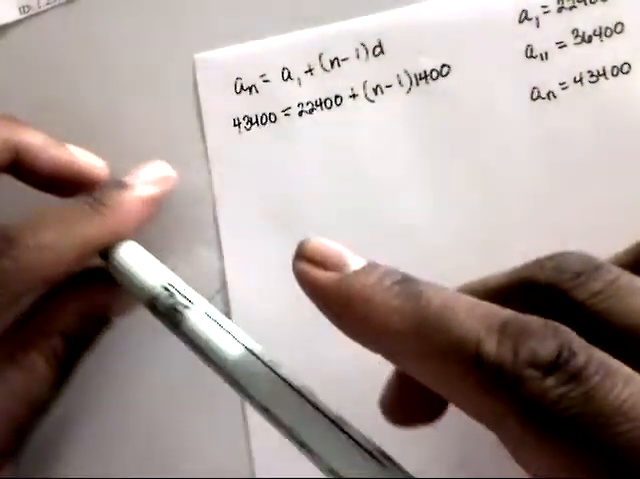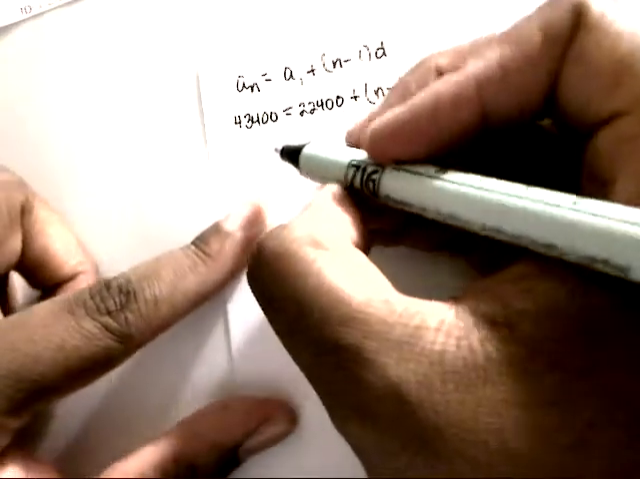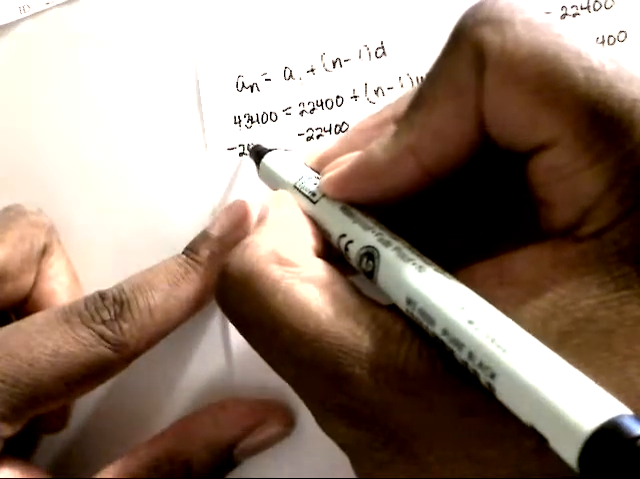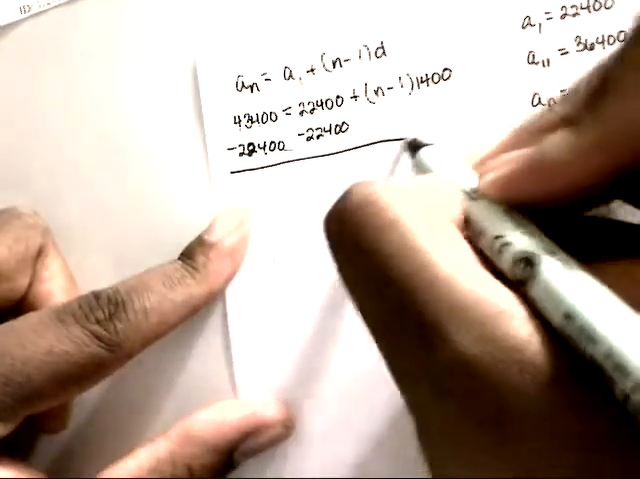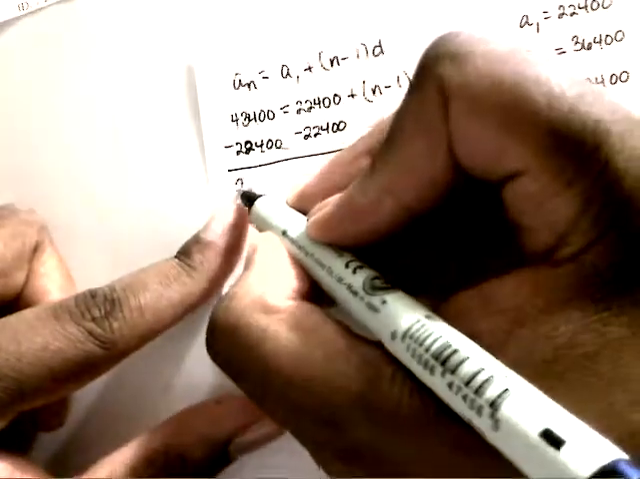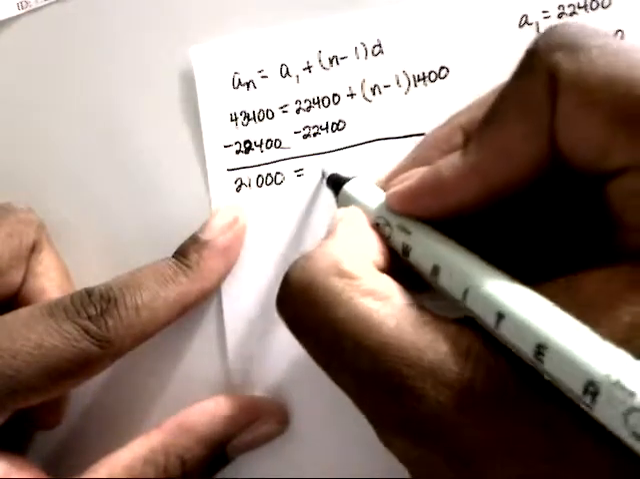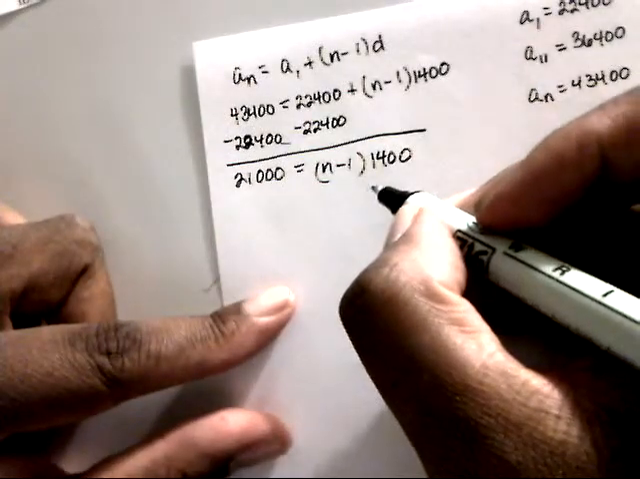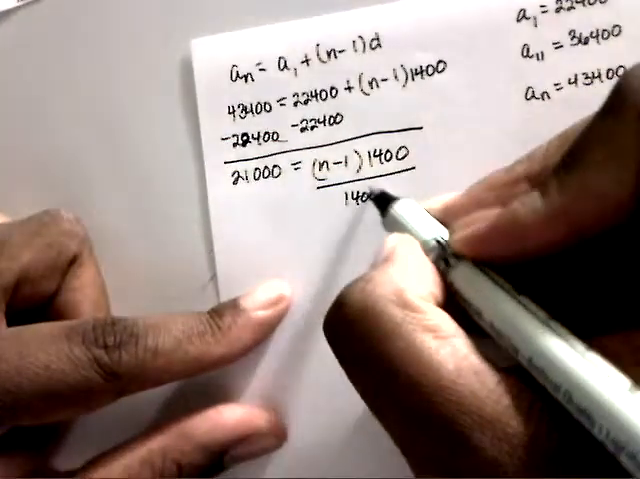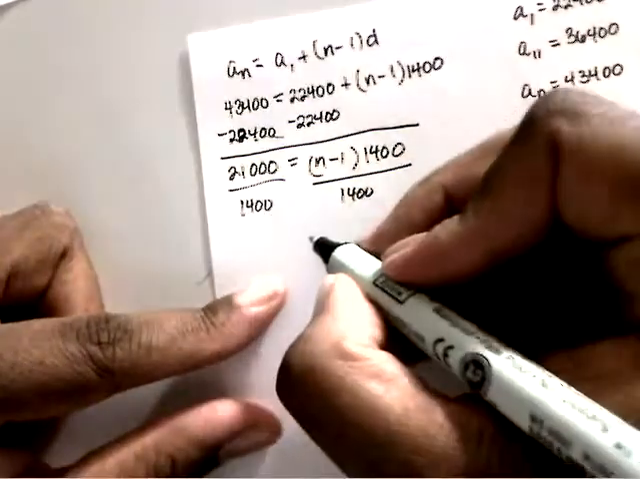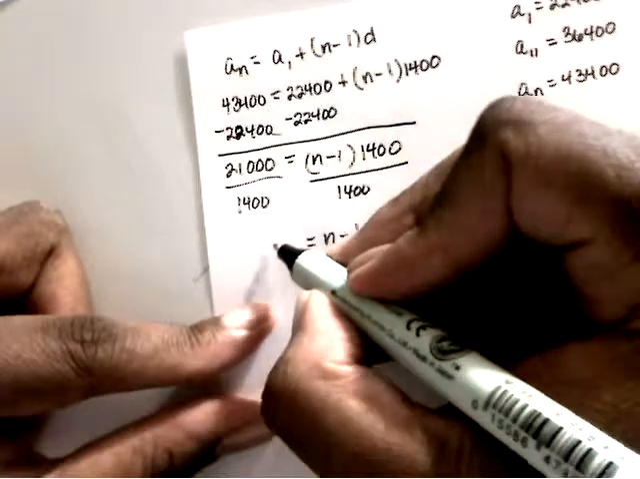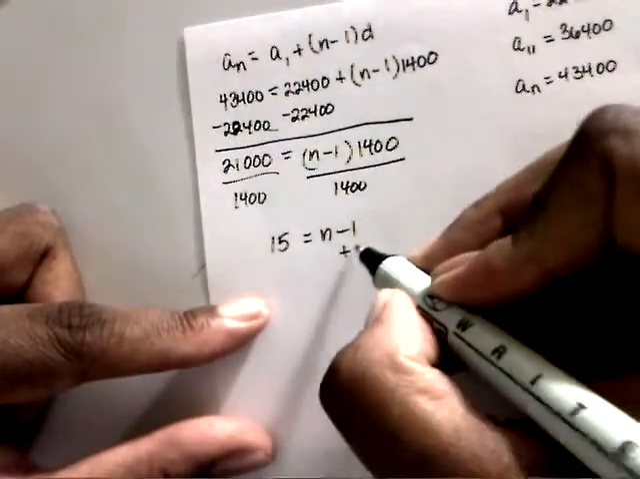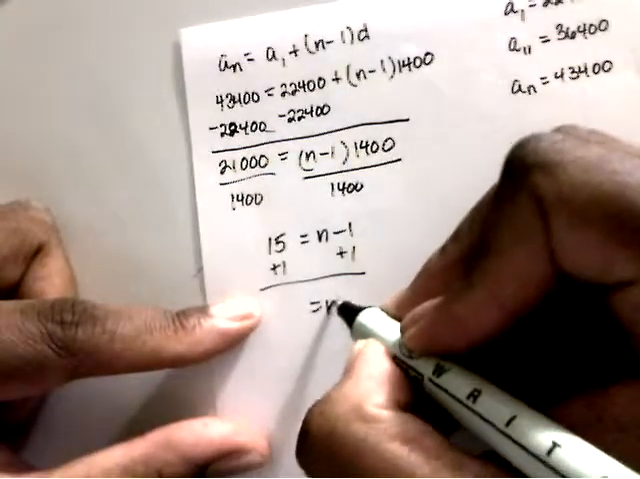And from here, we're going to simplify this. Let's subtract 22,400 from both sides of this equation. On the left side, you get 21,000 is equal to n minus 1 times 1,400. Now, if I divide both sides by 1,400, that means n minus 1 is equal to 15. Add 1, n is going to equal 16.